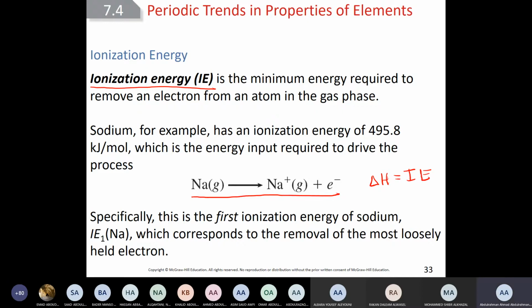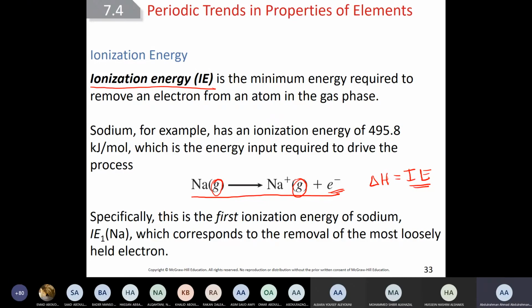What's the definition of ionization energy? Look at the chemical reaction. Tell me what's ionization energy. The energy needed to ionize an atom. What do you mean by ionize the atom? Remove an electron. But the element should be in what state? Gas. As gas, not solid or liquid. It must be in gas.